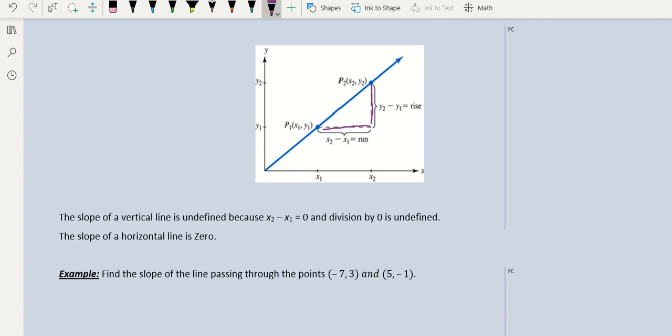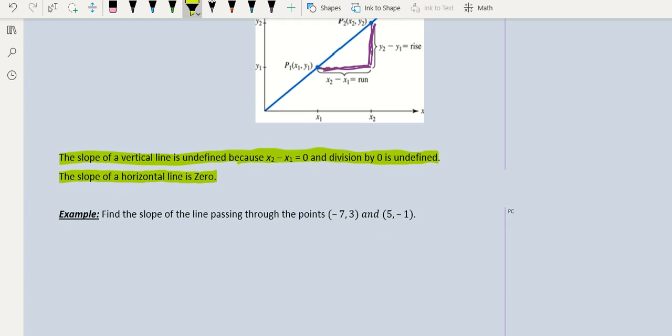If we look at the graph, you see the rise and the run. A key thing I also want to point out is that the slope of a vertical line is undefined, because we have 0 in the denominator, and division by 0 is undefined. The slope of a horizontal line is 0. If my slope equals 0, then it's going to be a horizontal line. If my slope is undefined, then it is going to be a vertical line.